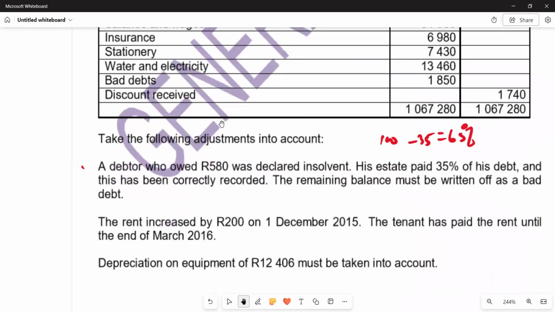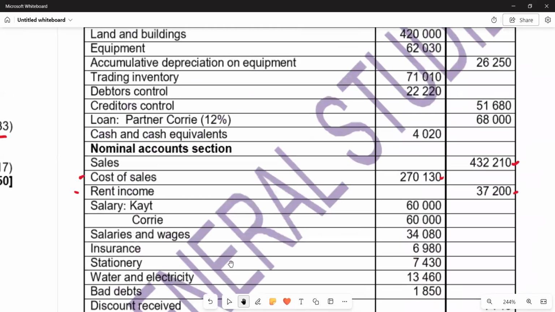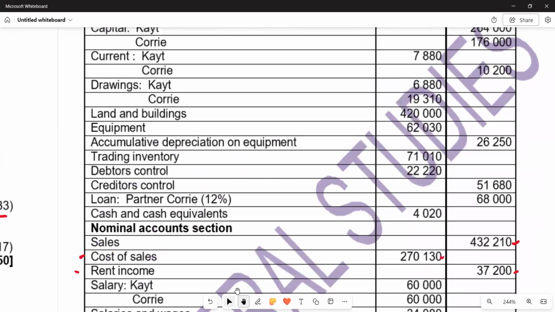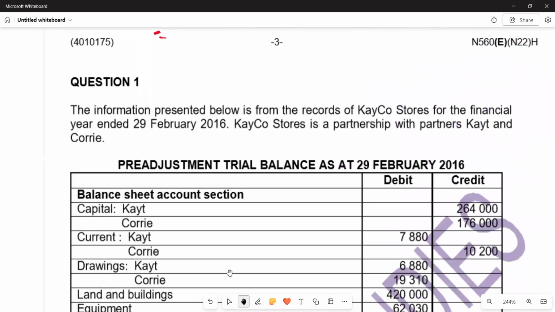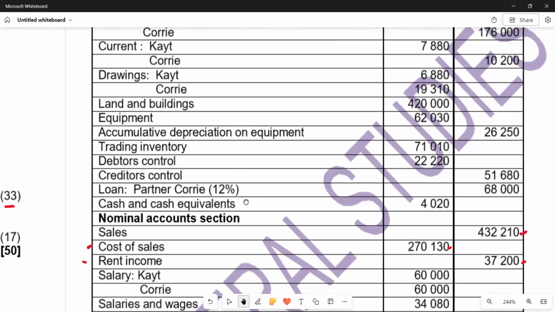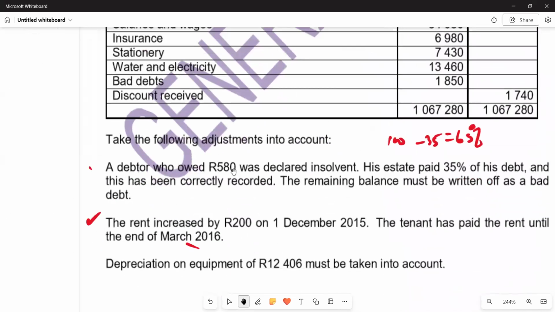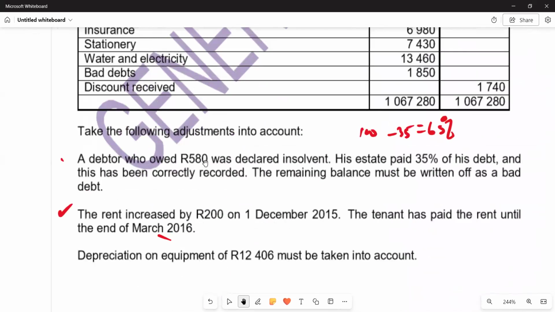So if you come down, you see that here it's written the rent increased by 200 rands on 1 December 2015. The tenant has paid the rent until end of March. And we know that our year is ending, let's just check where our year is ending. Our year is ending on 29 February 2016. And we are told in additional information that the rent for March 2016 was received.